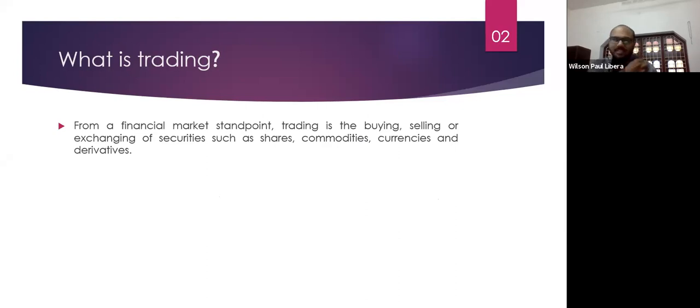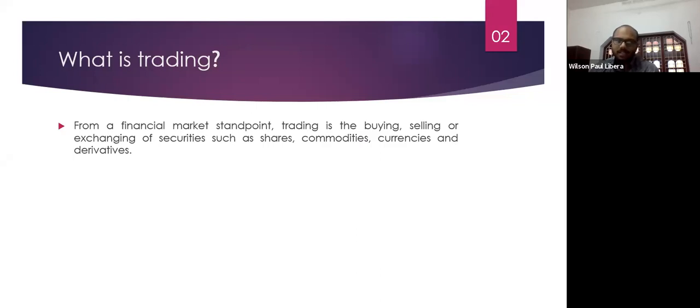From a financial market standpoint, as in the viewpoint of a stock market, it is the buying, selling, or exchanging of securities. And by securities, I mean shares of companies, commodities like gold, silver, crude, copper, anything else, currencies, that is USD, INR, or any other currencies, and then derivatives.